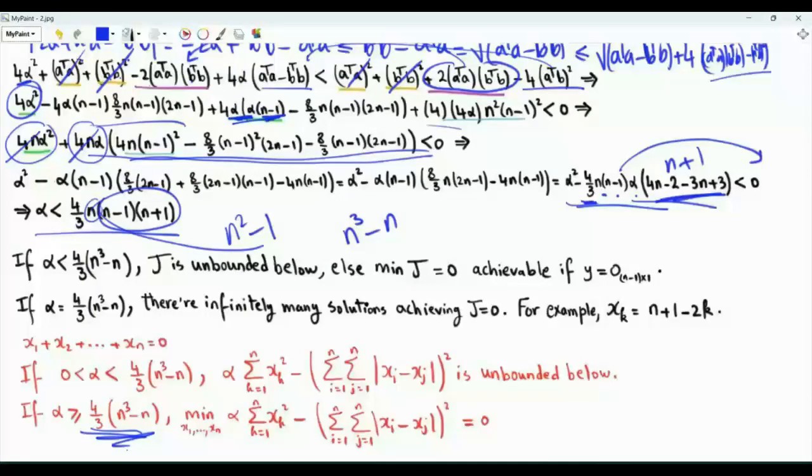This is equivalent to choosing the optimization variables from x1 to xn minus 1 as zeros. Consequently, the optimization variable xn will also be 0, given the constraint that the sum of the x's must be 0. So we can achieve this 0 by choosing all the variables to be equal to 0. If alpha is equal to this quantity here, then our symmetric matrix is positive semi-definite with an eigenvalue that is exactly equal to 0. In this case, the minimum is still 0, but we can achieve the minimum in infinitely many ways. Choosing xk to be equal to n plus 1 minus 2k, where k is an integer from 1 to n, is one of these ways.